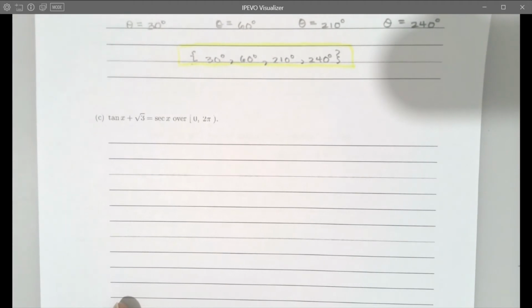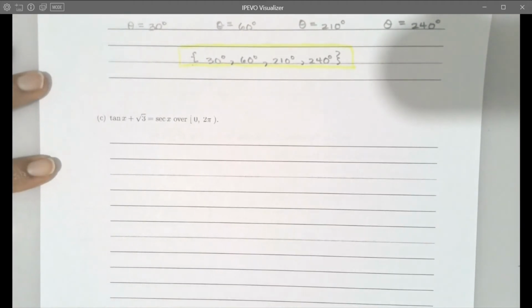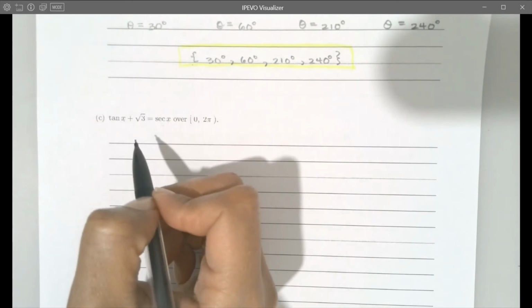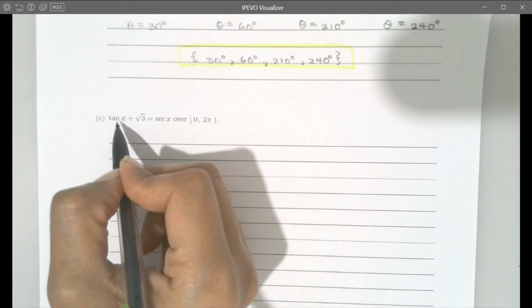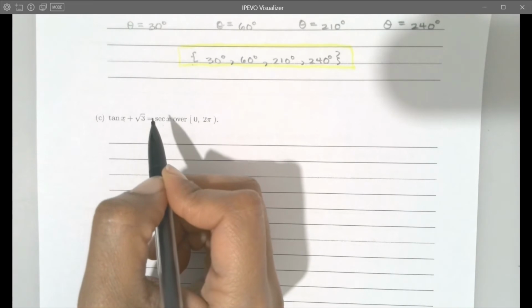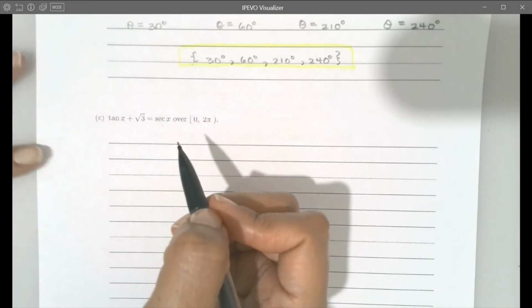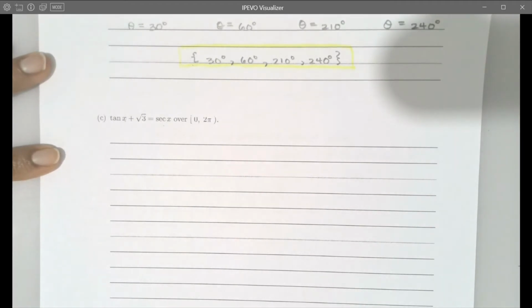Tangent of x plus pi over 3 is equal to secant x over the range 0 to 2 pi. Now thankfully here we have the same angle, but we don't have the same trig function, right? One has tangent, the other one has secant. And so we're going to look at the trig identities to see if there's anything that can help us.